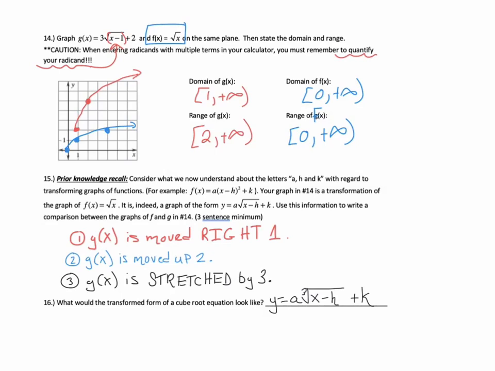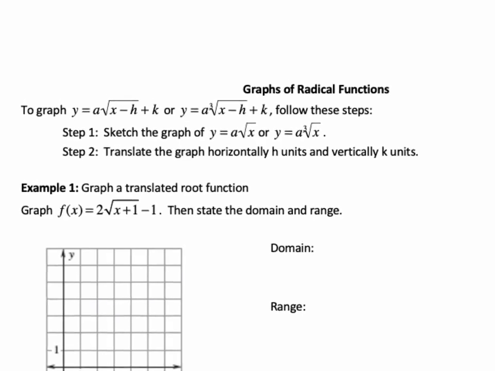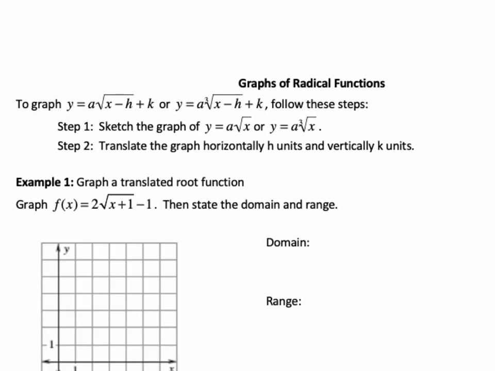Now we get into the gist of today's lesson. So the goal for today's lesson is to graph radical functions. Super easy to do. We break it down into 2 simple steps. The first thing we're always going to do is take a minute to sketch the graph of our parent function. That's either y equals a times the square root of x, or y equals a times the cube root of x. Then we use our h and k values to shift the graph horizontally h units and vertically k units.